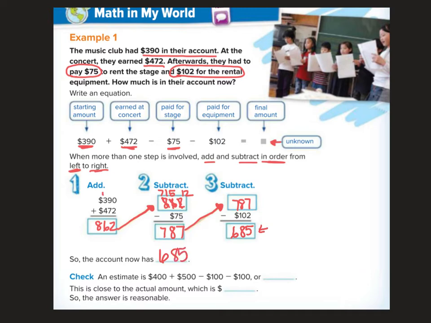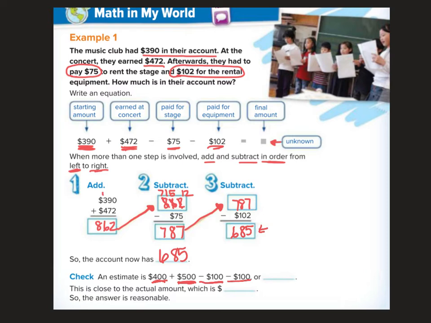Now, if I'm going to check for reasonableness, I could do a little bit of estimating. So we'd say, well, I started with about $400 in my account, and I made about $500. Now, since both 400 and 500 are larger than the actual 390 and 472, I should try to take away a little more. So I'm going to take away 100, and 102 is about 100 again, so take away 100.